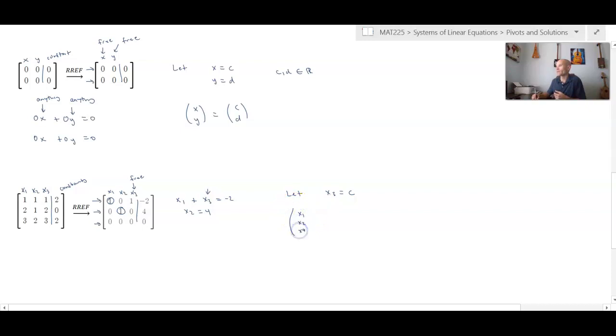x1, x2, x3. We just said x3 is any number we want to pick. x2 has to be 4. And then what does x1 have to be? Well, x1 plus x3 equals negative 2. So subtracting away x3, we have x1 equals negative 2 minus x3. And x3 is this constant that we choose. And so once again, we see here that as long as I specify what c is, that gives me what x1 is as well. And so we have infinitely many solutions. We only have one free variable.